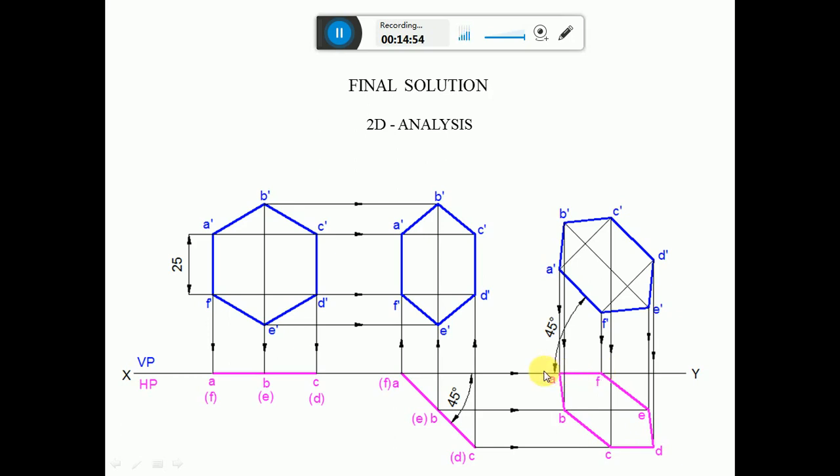So we want to analyze whether the drawing is right, or whether we have considered all the conditions which are given in the problem. A hexagonal lamina of 25 mm side is resting on one of its sides on the vertical plane such that the surface makes an angle of 45 degrees to VP, and the side on which it rests, which is AF, is inclined at 45 degrees to HP. So since all the conditions have been considered, the problem is right. Even in the final position, you can see that AF is on the vertical plane. So this is how we are able to complete this problem.